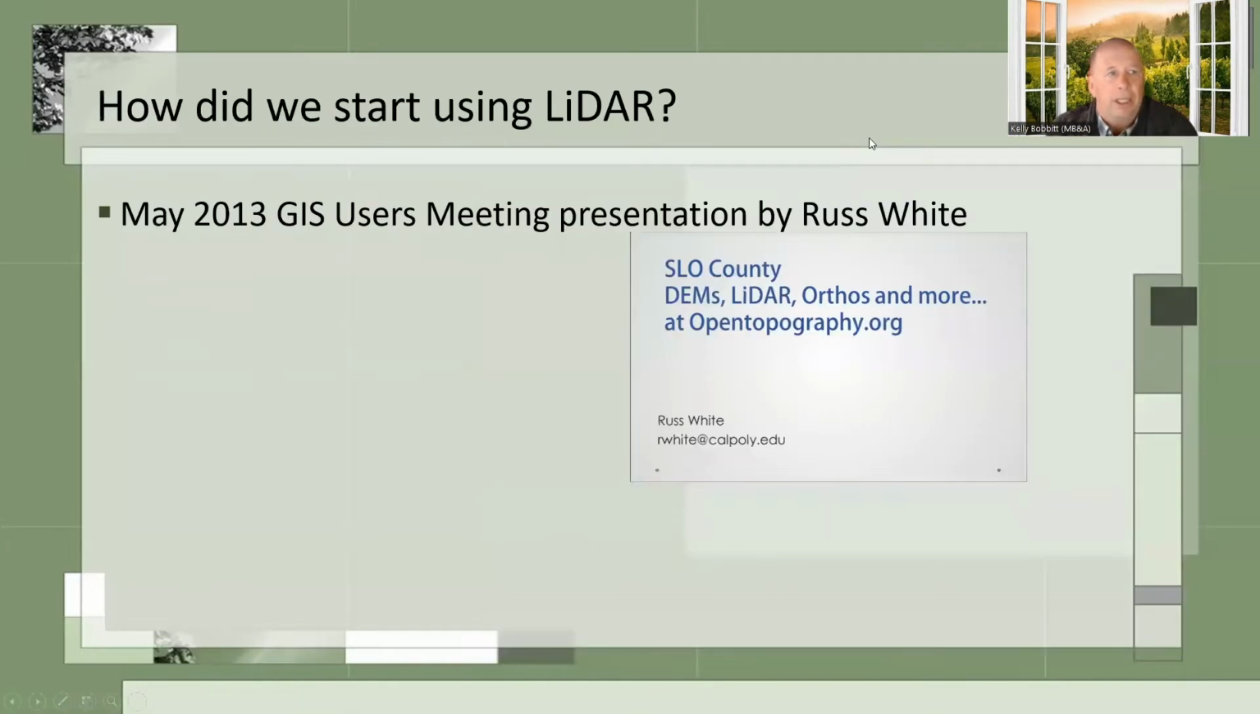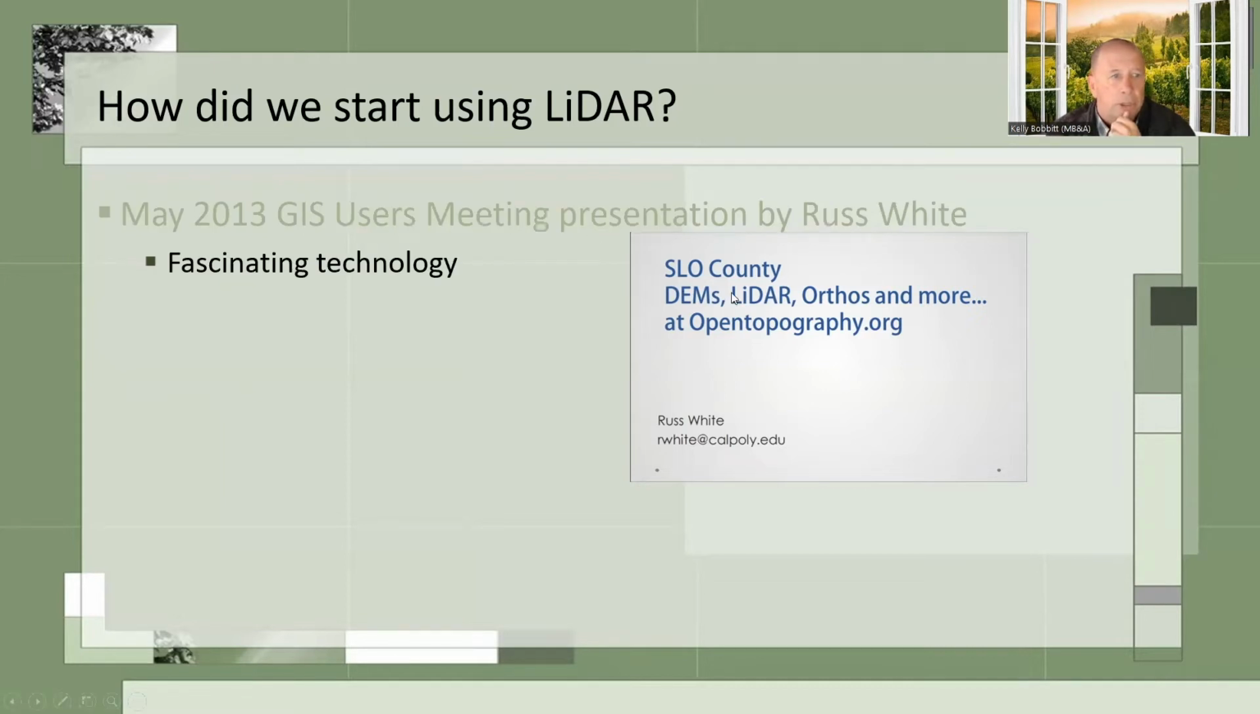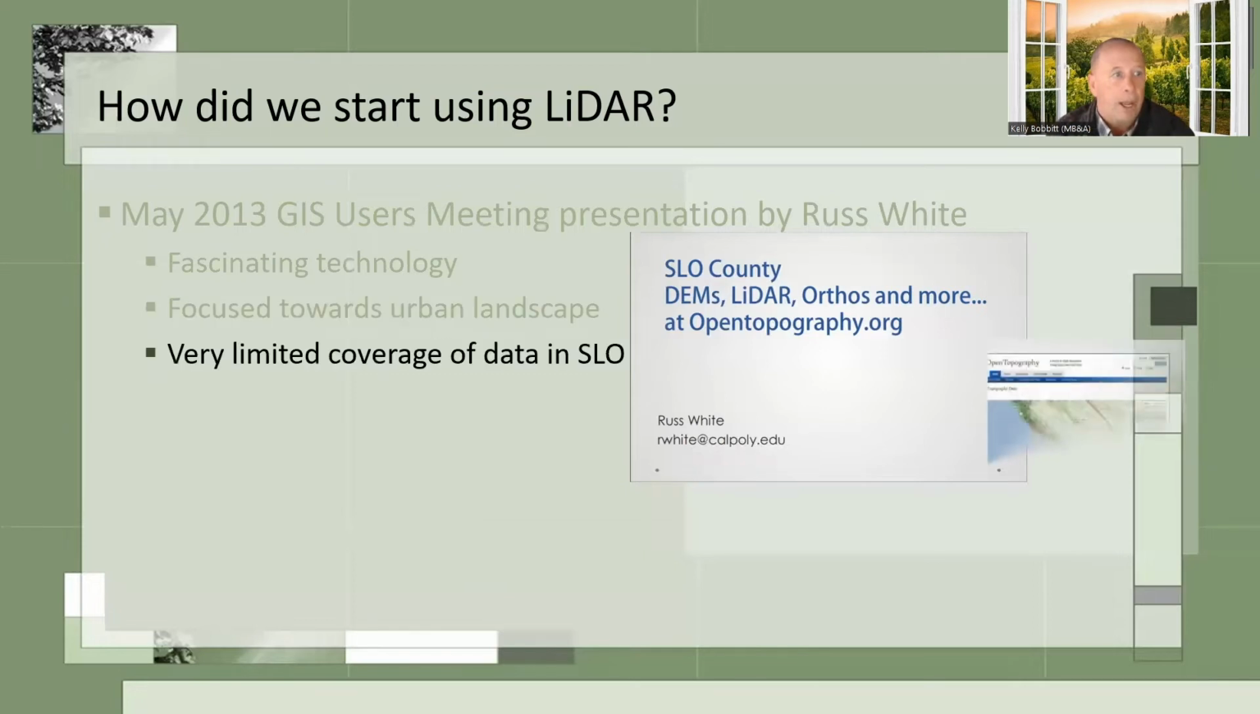So how did we start using LiDAR? Well, I go back 9 years ago. There was a GIS users meeting and a wonderful presentation by Russ White over at Cal Poly. His presentation was more about open source data. But in there was also a segment on LiDAR data, recent LiDAR data that was becoming available. Fascinating technology, and something really stuck with me. His presentation, the LiDAR was focused more towards urban landscape. I think it was downtown San Luis Obispo, some buildings down there.